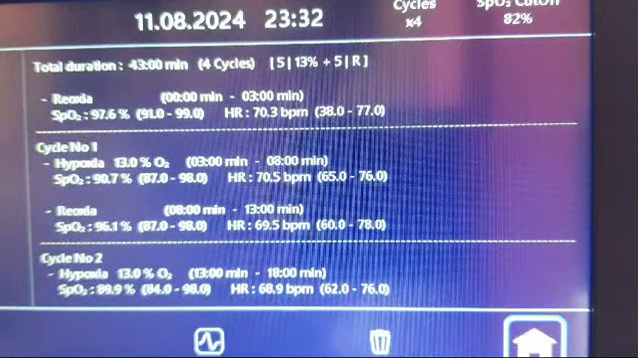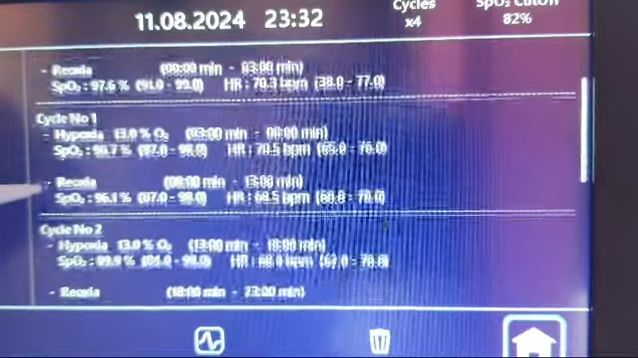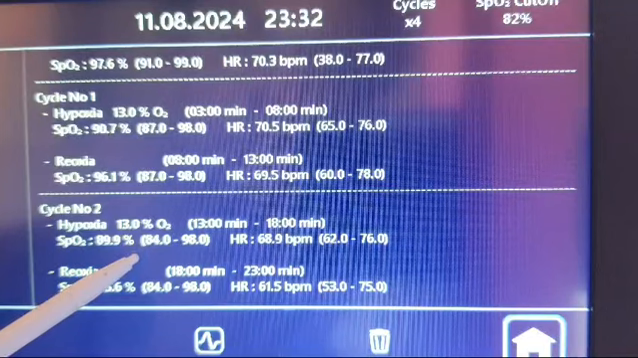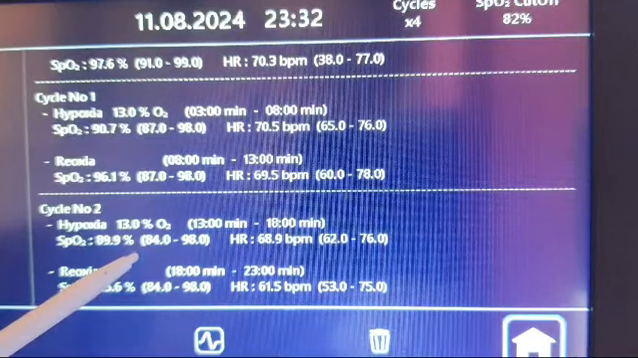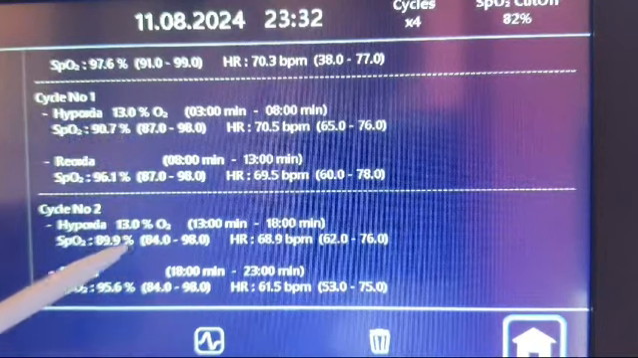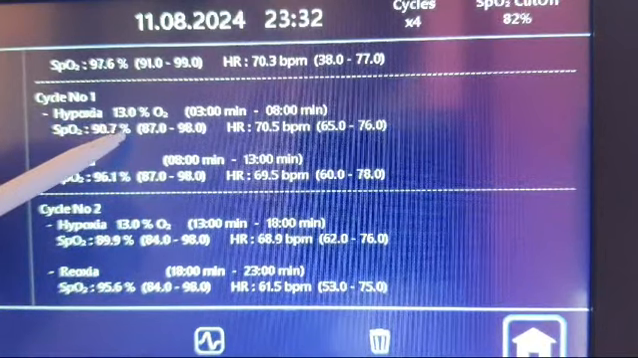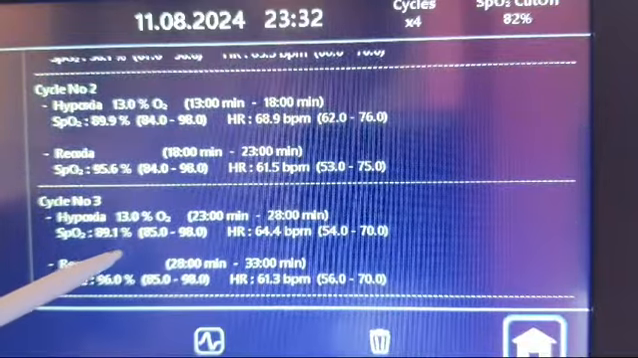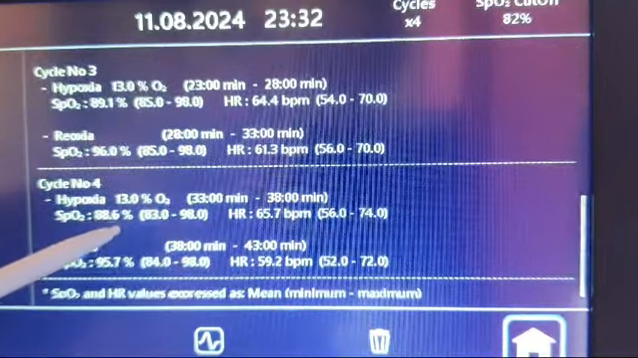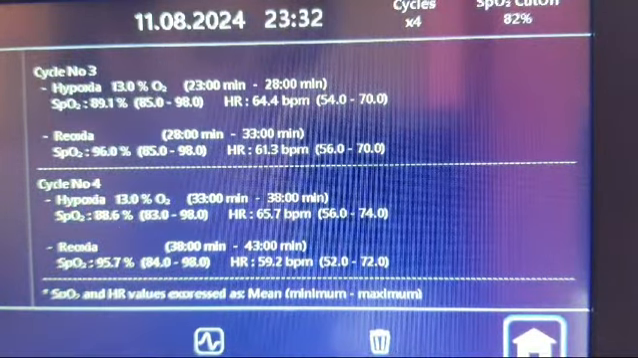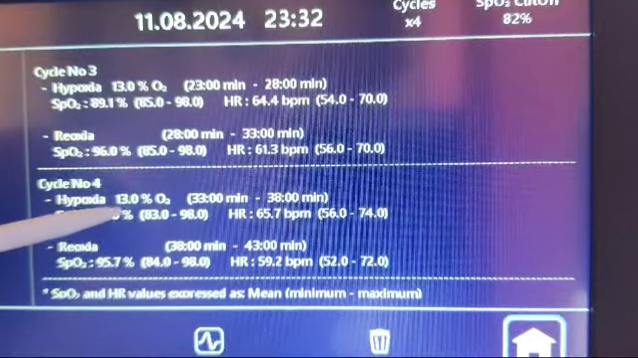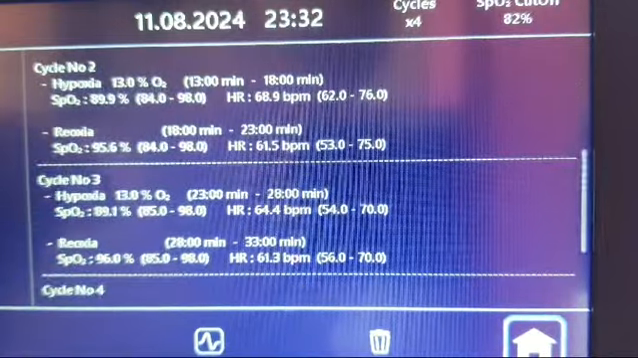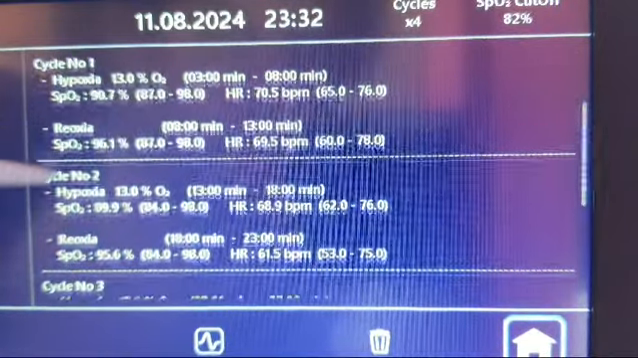Now, what is interesting here, and this is what we really want to achieve, is that the lowest level of SpO2 on cycle number 2 was 84, which was well below the 87 that we had on cycle number 1. Then on cycle number 3, it was 85, and then cycle number 4, 83. And this is exactly what we want to achieve: subsequent lowest levels of oxygenation going down during the training.